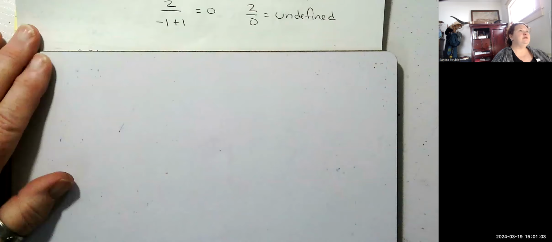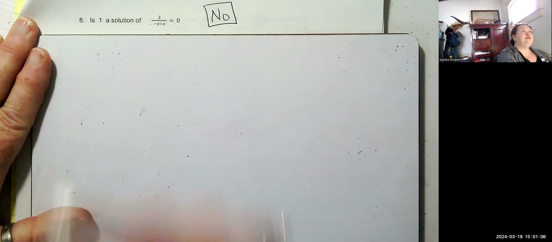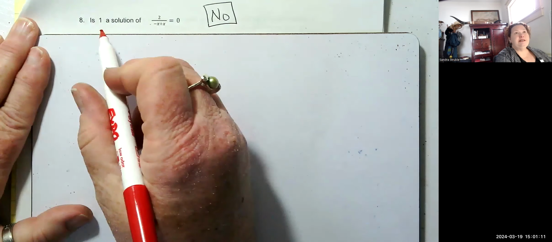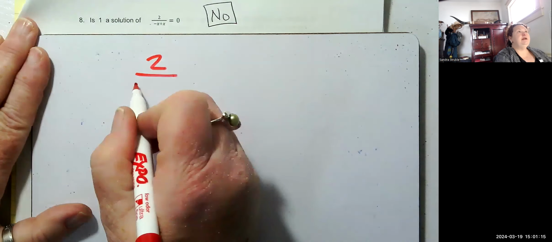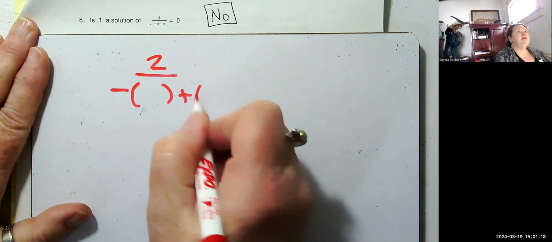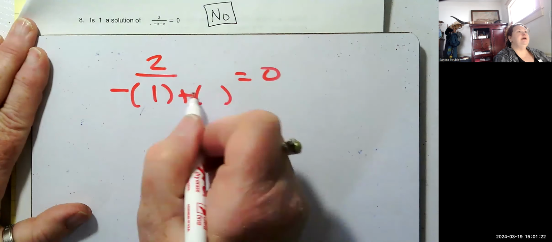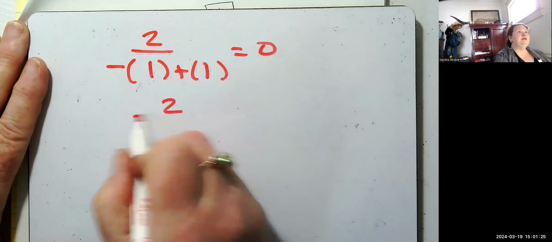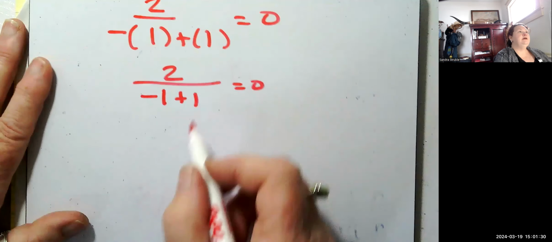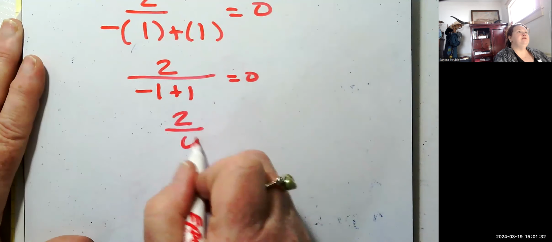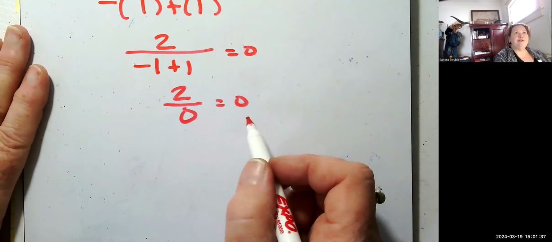I removed the number 8. It is not a solution. And just to know that, to find out if something is a solution, you plug in 1 for that variable. So where the x's are, I'm just going to plug in a 1. And again, I removed this, but it's good for you to know what it is. Negative 1 plus 1 is 2 divided by 0. Well, 2 divided by 0 is not equal to 0.